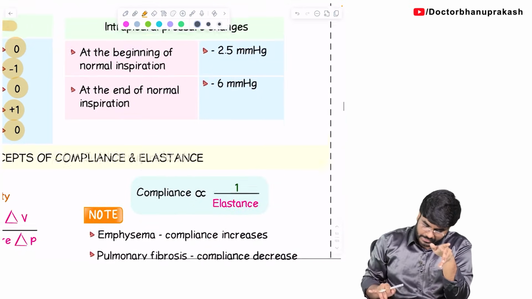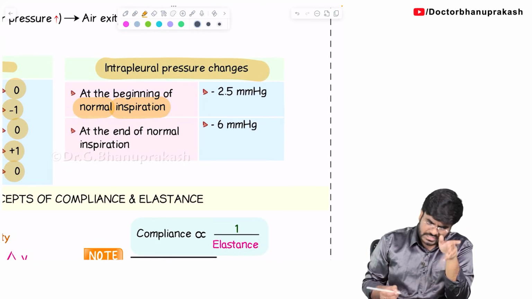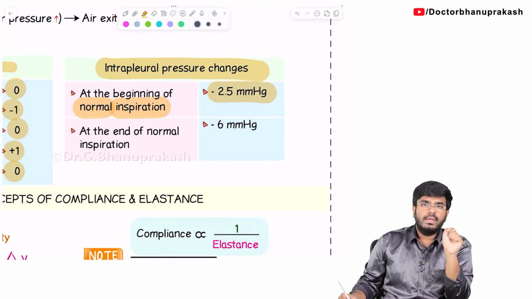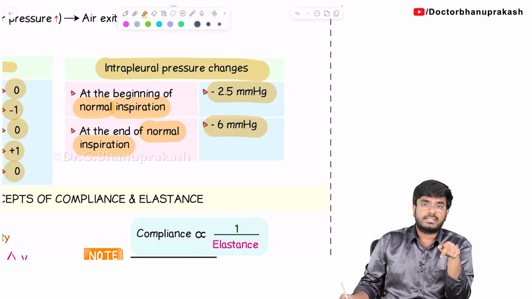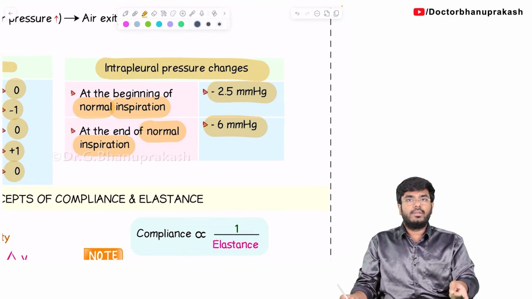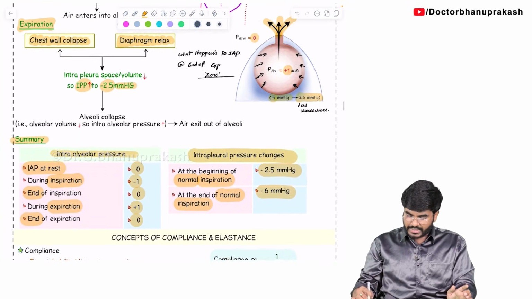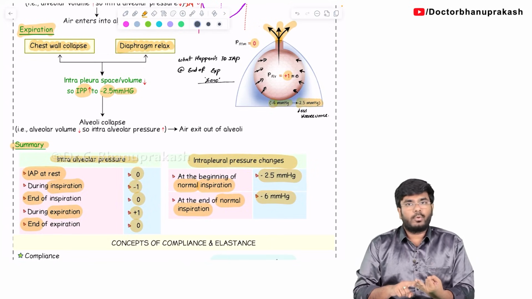Okay, look at the summary here. Intrapleural pressure, how is it changing? In the beginning of normal inspiration, it is -2.5. And at the end of inspiration, is it becoming 0? No, it is becoming -6. And during expiration, from -6 back to -2.5. So this is how inspiration and expiration are happening, because of the change in intra-alveolar pressures and intrapleural pressures.